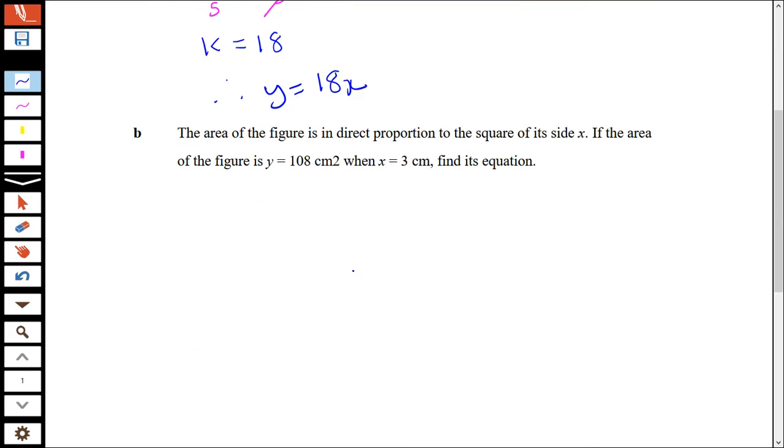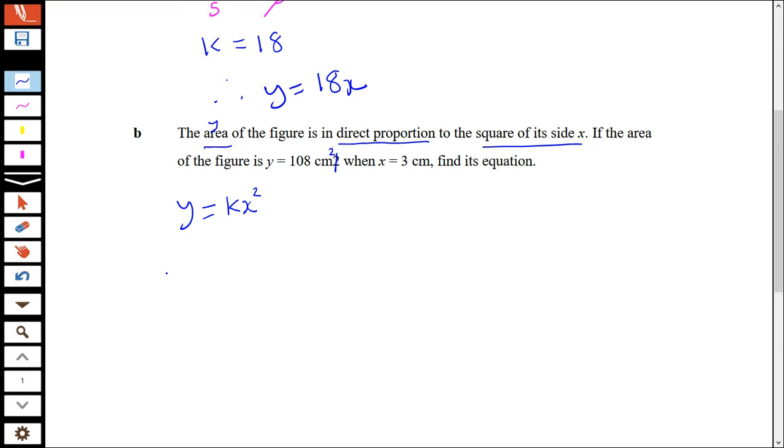Now, for the second question, we have the area of the figure is in direct proportion to the square of its side x. If the area of the figure is y equals 108 centimeters squared, where x equals 3 centimeters, find its equation. Okay, now it says the area, which is the letter y in this case, is in direct proportion to the square of its side x. So it means we can write down y is equal to k x squared.